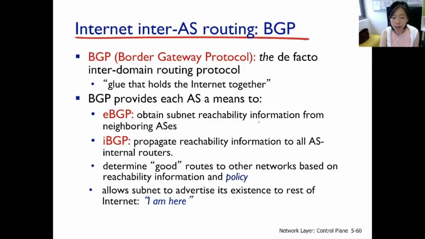One last point to make is just this: the reachability information, aka the path vector. When they travel across the border, go from one AS to another AS, this is actually part of the exterior BGP protocol.